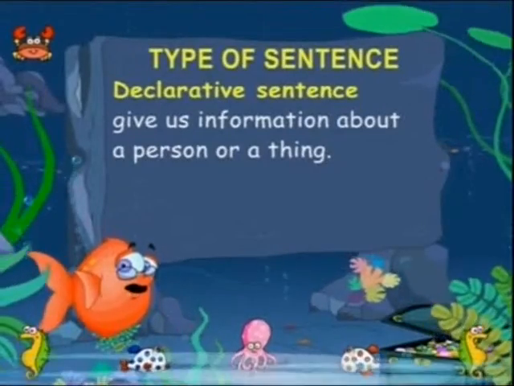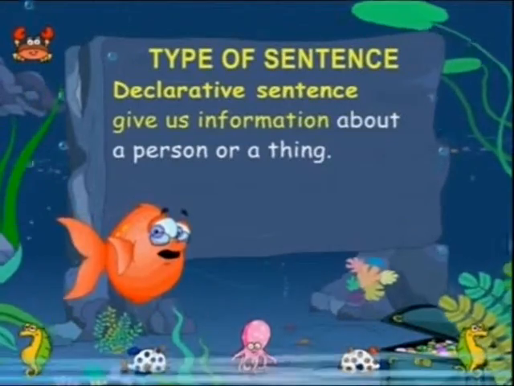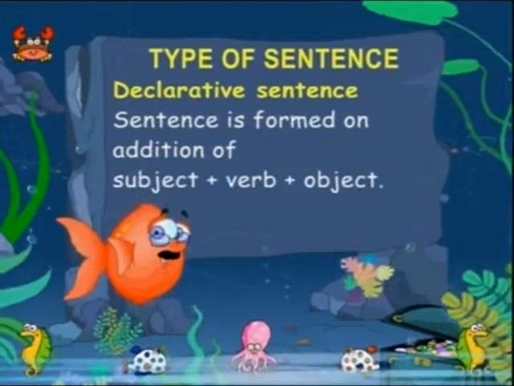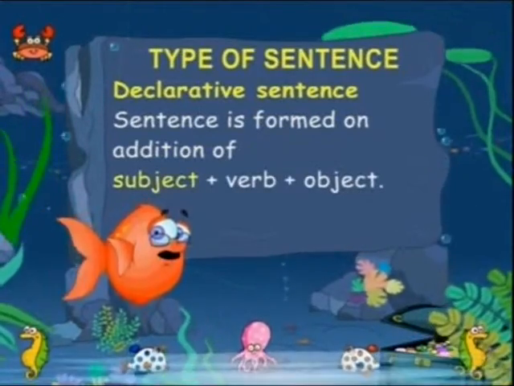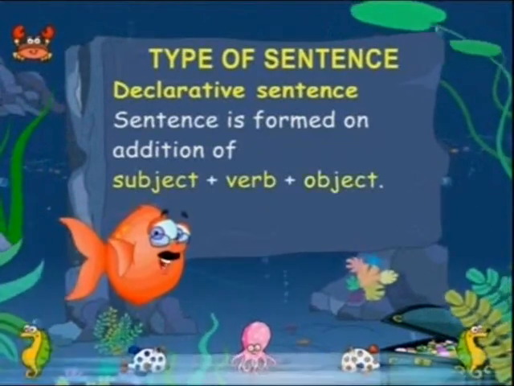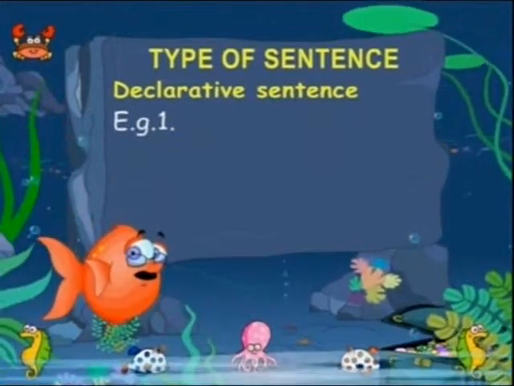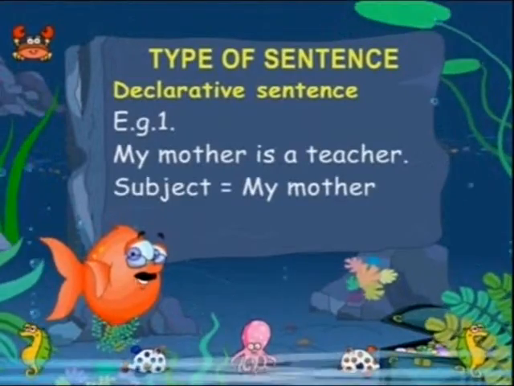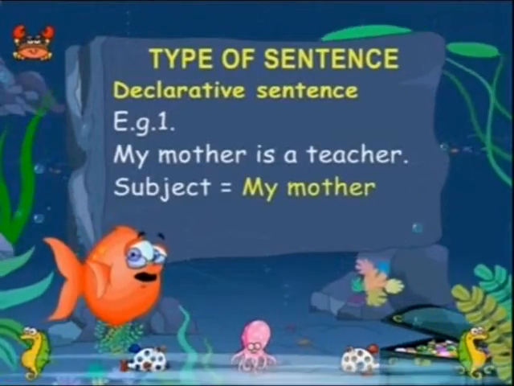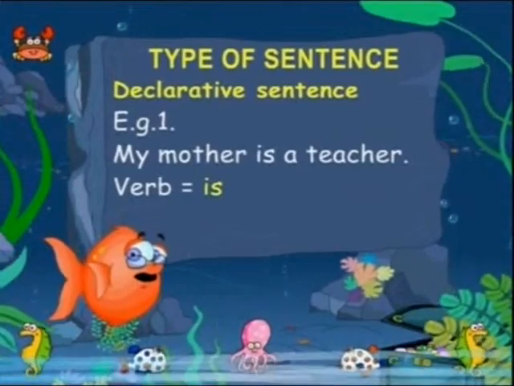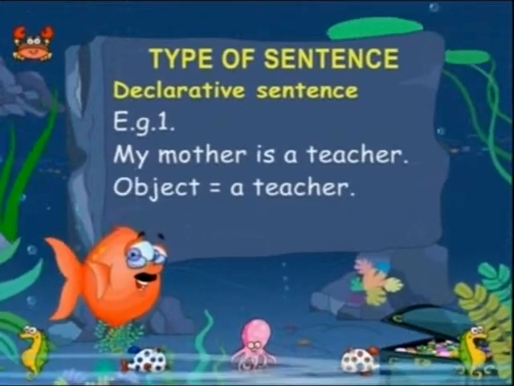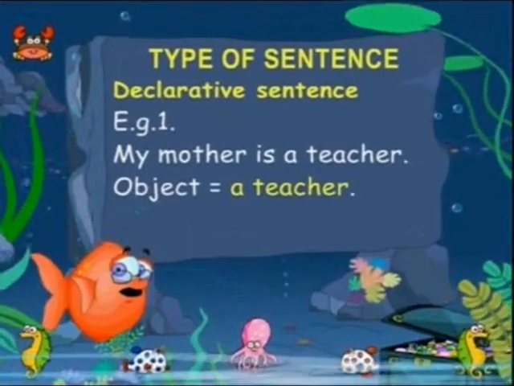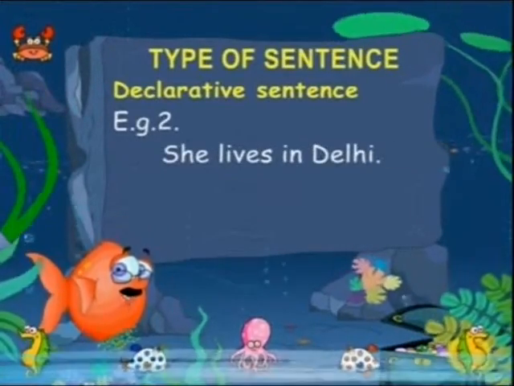A declarative sentence gives us information about a person or thing. A sentence is formed on addition of subject plus verb plus object. Example: My mother is a teacher. Subject is my mother. The verb is. And the object in this sentence is a teacher. She lives in Delhi.